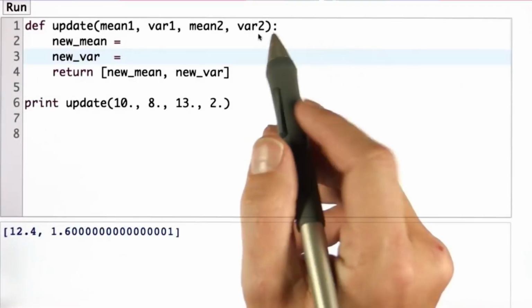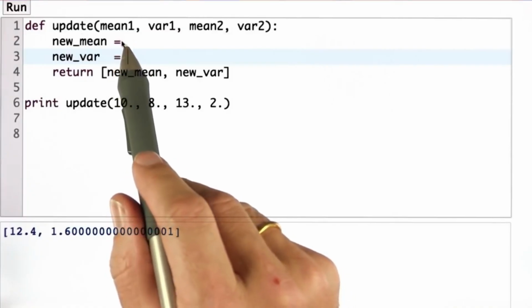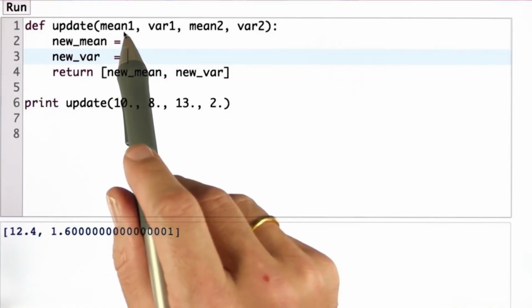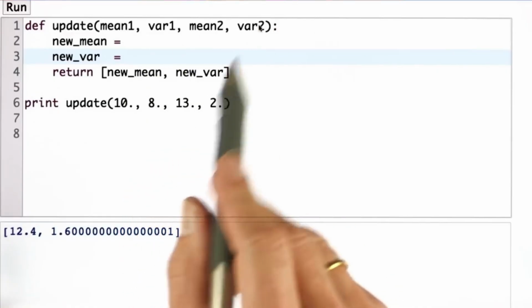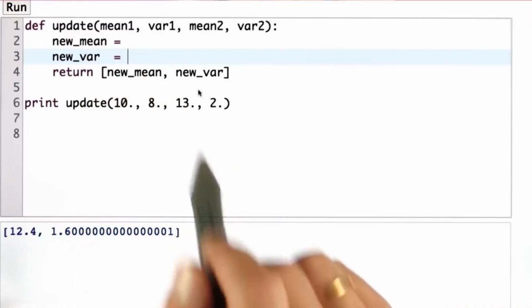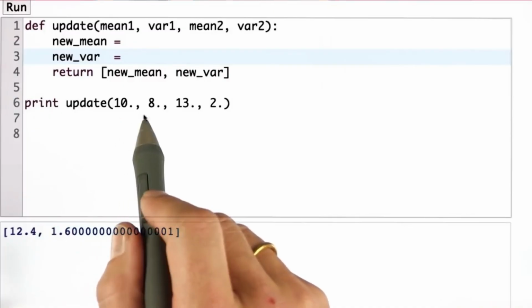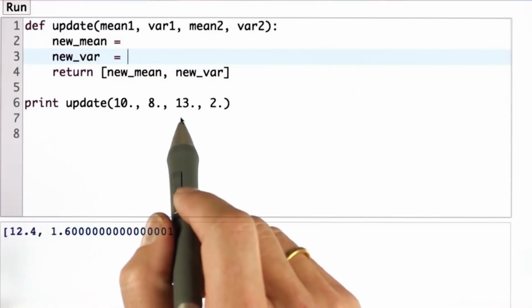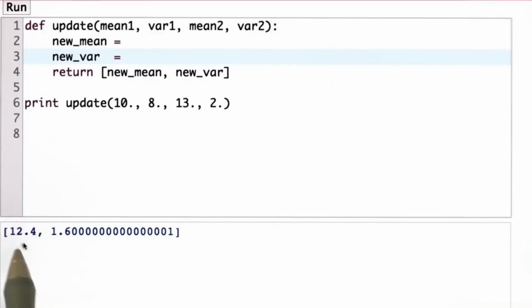I'm giving you a skeleton program which has a function update that takes as an input a mean and a variance for the first distribution and a mean and variance for the second distribution, and outputs the new mean and the new variance of the product of those. And here I'm testing it with a mean of 10 and a variance of 8 and a mean of 13 and a variance of 2, which was one of our examples. And out should come the answer over here, 12.4 and 1.6.